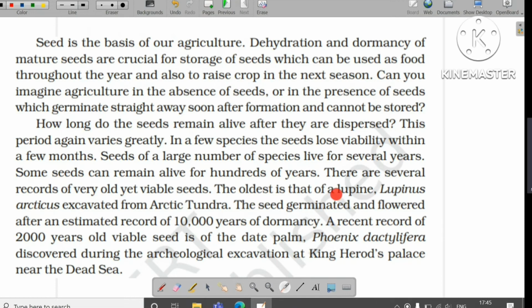There are several records of very old yet viable seeds. The oldest is that of a lupine, Lupinus arcticus, excavated from Arctic tundra. The seed germinated and flowered after an estimated record of 10,000 years of dormancy. A recent record of 2,000 years old viable seed is of the date palm, Phoenix dactylifera, discovered during the archaeological excavation at King Herod's palace near the Dead Sea.